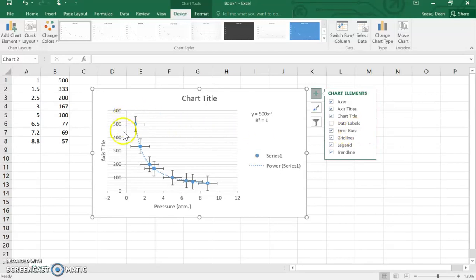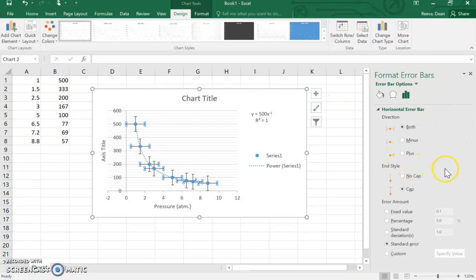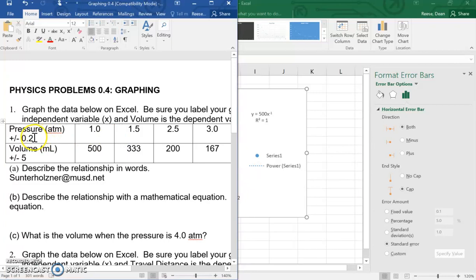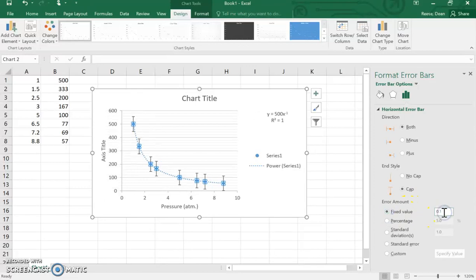And it does something by default. And it looks like all these error bars are the same, so that's not what we want. We know we have specific values. So we're going to go to error bars, and we're going to go to more options. Let's do a fixed value because that's what's given in this problem. So let's start with pressure, which is our X. Our X pressure error bars are plus or minus 0.2. So we're going to go to fixed value, we're going to put 0.2, and we're going to have both directions.